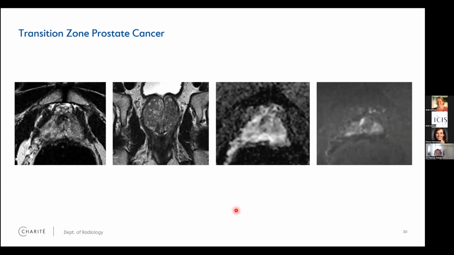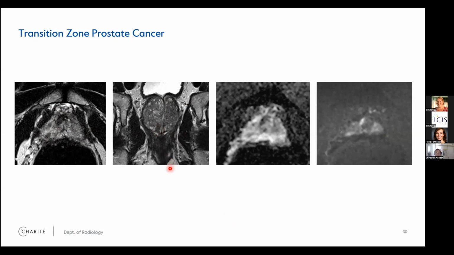As I said, transition zone prostate cancer can be quite challenging, especially in small lesions. This case underlines it again, an axial T2 weighted and a coronal T2 weighted scan. This is a calcification, but there is an area very close to the urethra, which shows T2 signal reduction, also seen here on the coronal slice.